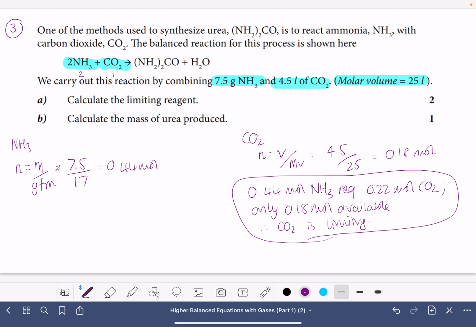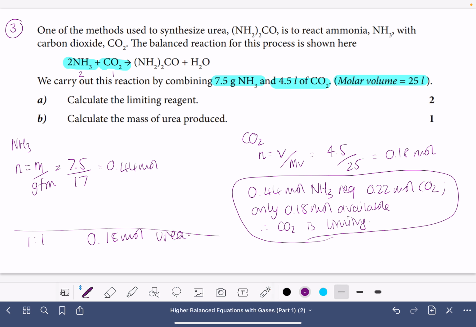Now, if we know that the carbon dioxide is limiting, we can use that to work out the mass of urea that is produced. So that's for part B of this question. Now we've got to look at a new mole ratio. So we look at the ratio between the carbon dioxide and the urea, and it's a 1-to-1 ratio, and we know that we've got 0.18 moles of carbon dioxide. So we're going to get 0.18 moles of urea.